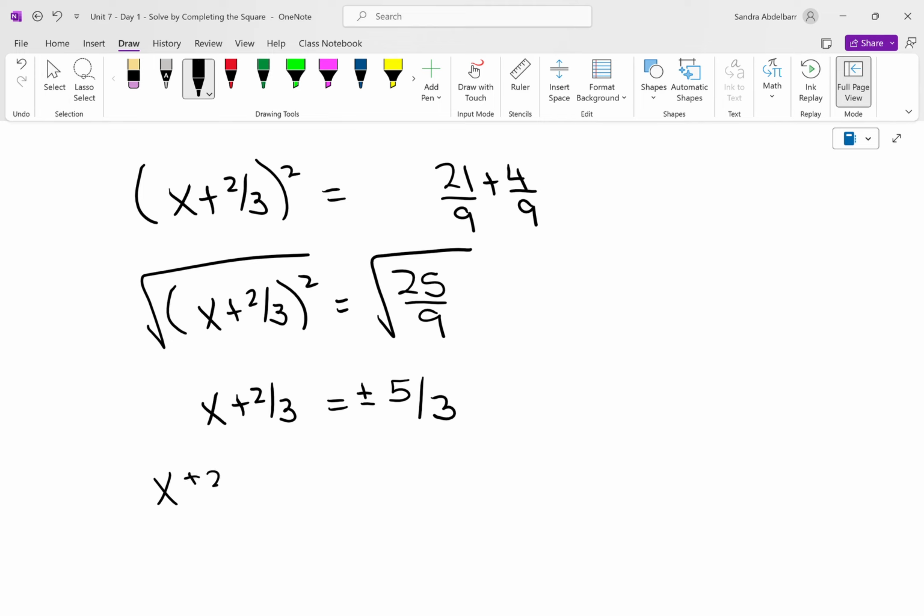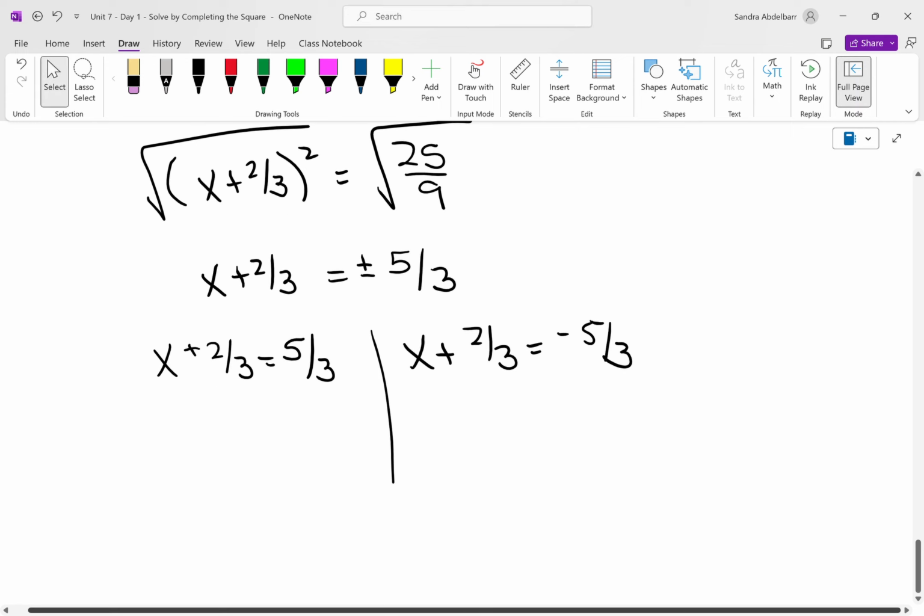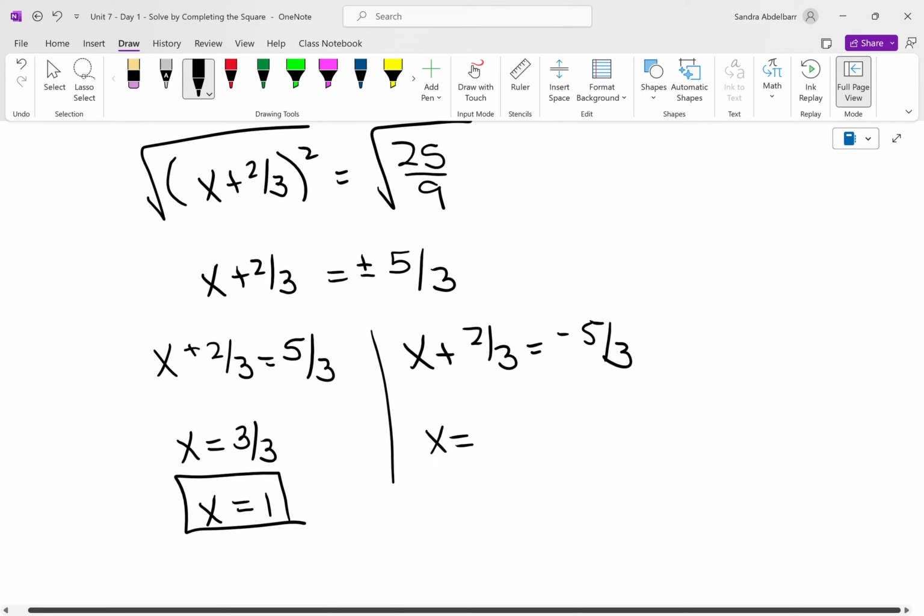Am I going too fast for you? We're okay? Okay. So now we're going to have x plus 2/3 equals 5/3. But we're also going to have x plus 2/3 equals negative 5/3. So when we subtract in the first one, we're going to get x is equal to 3/3, which is 1. And in the second one, we're going to have x is equal to negative 7/3.